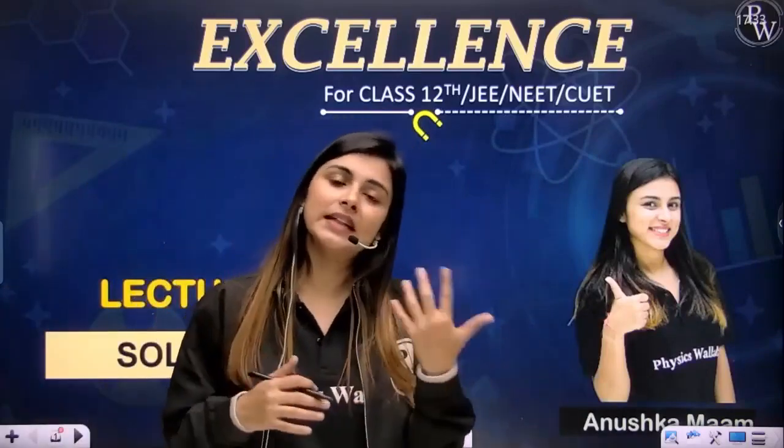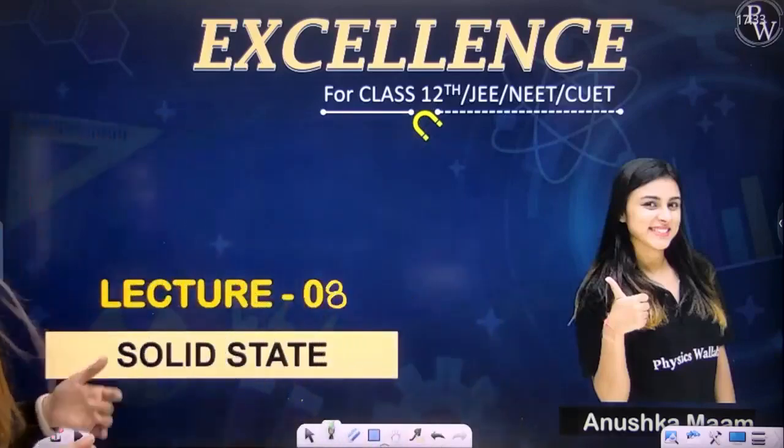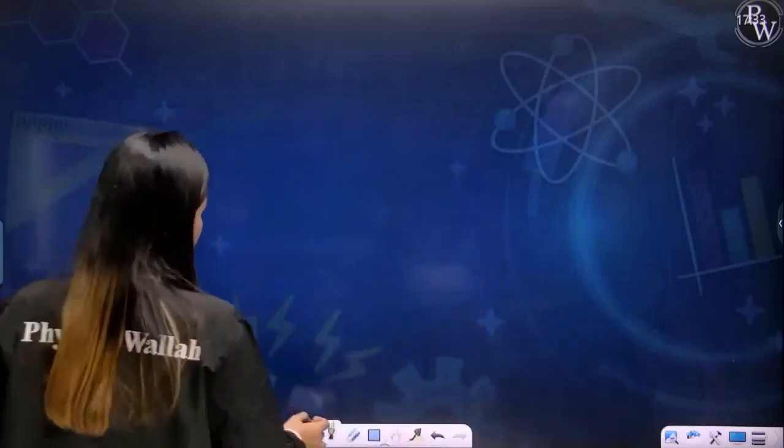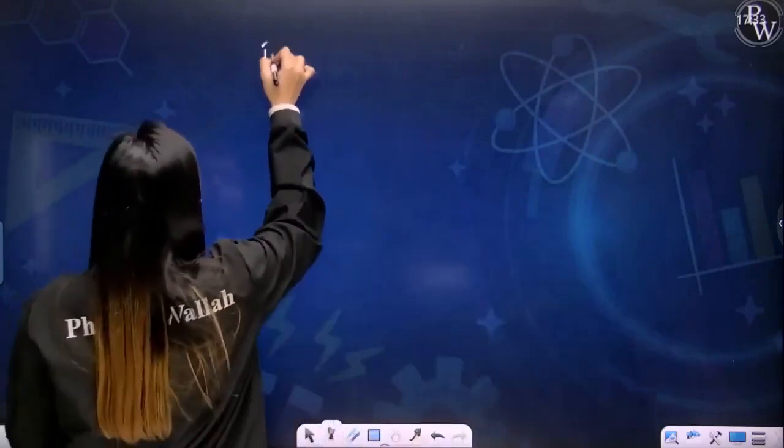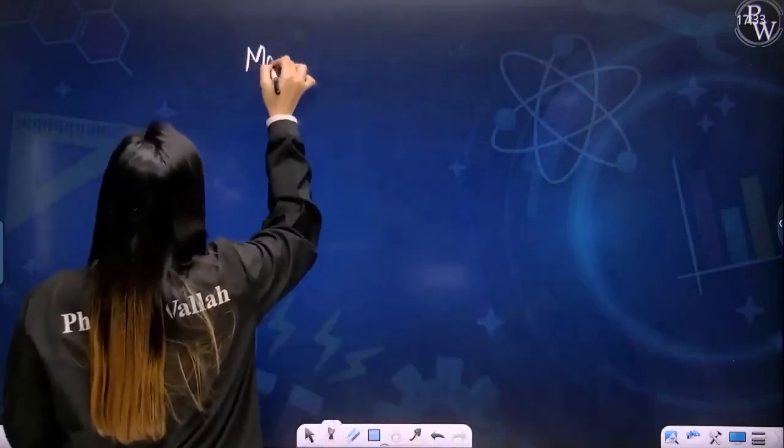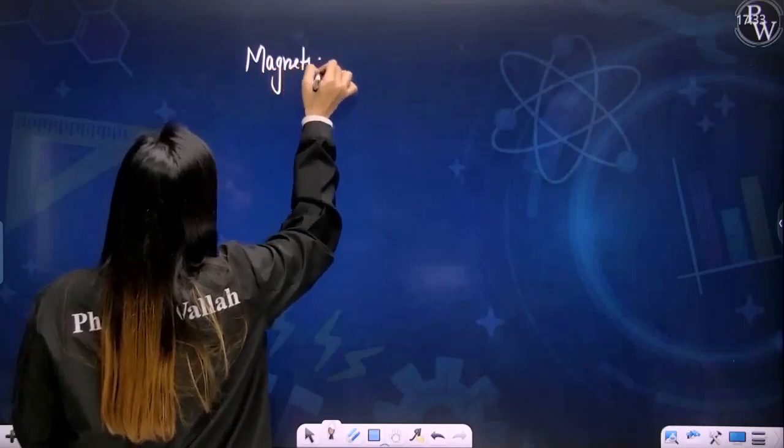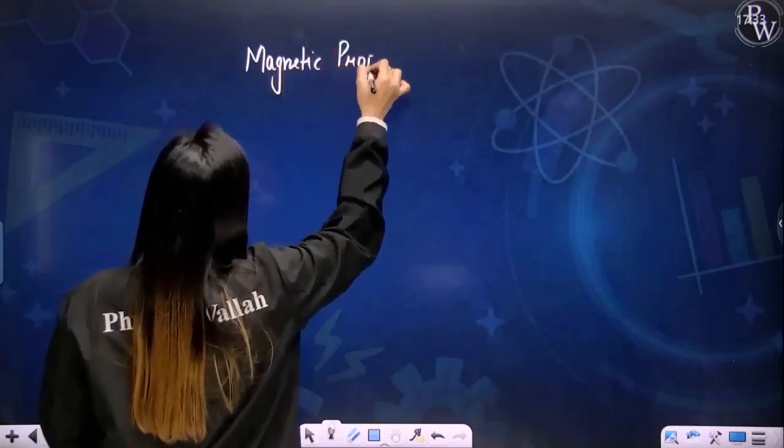We will be discussing the magnetic properties first and then the electrical properties. Okay, so my dear students, there are some solids which show magnetic properties, right? But there are some elements which do not show magnetic properties. Why is this the case? Today we'll be understanding that. So what are the different types of magnetic properties that may arise in a solid? Let's discuss them.